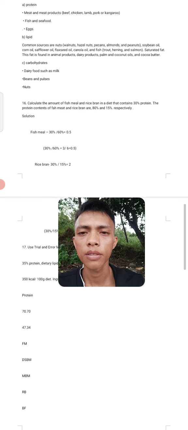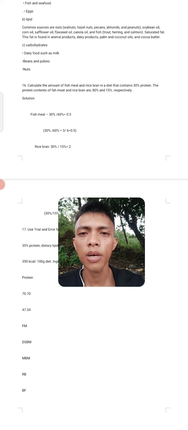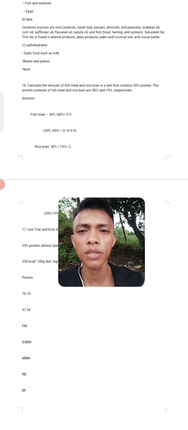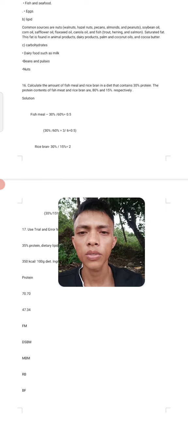16. Calculate the amount of fish meal and rice bran in a diet that contains 30% protein. The protein contents of the fish meal and rice bran are 60% and 15% respectively.